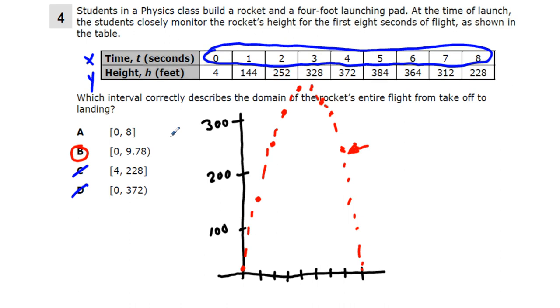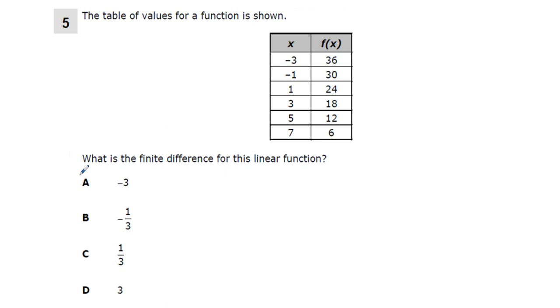So that's not the easiest problem in the world, but you can also go to lists and spreadsheets, data and statistics to plot these points and see what happens there. Next, 5. The table values for a function are shown. What is the finite difference in the linear function? One thing we call finite difference, in our class, as you might recall, is common difference. And common difference, in function language, is called the slope.